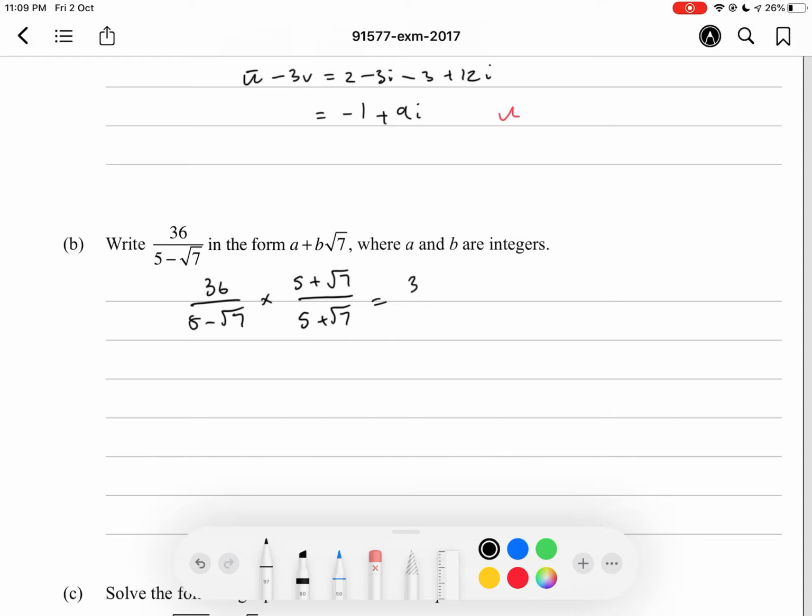In this case, we have 36 times 5 plus 36 times root 7, all over 25 minus 7. So 36 times 5 is equal to 180, plus 36 root 7, all over 25 minus 7, which is 18. 180 over 18 is 10, and 36 root 7 over 18 becomes 2 root 7. So this becomes 10 plus 2 root 7, which is our final answer, and this is just another achieve question.